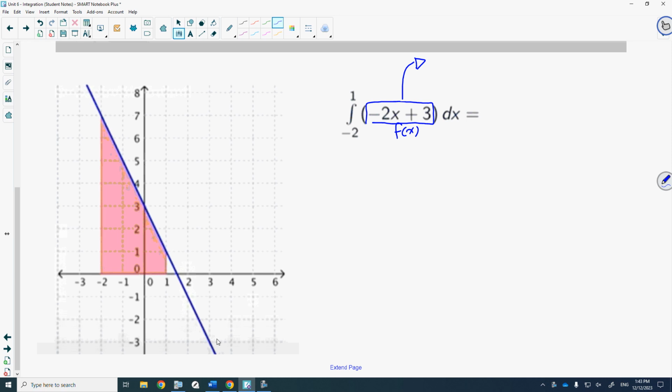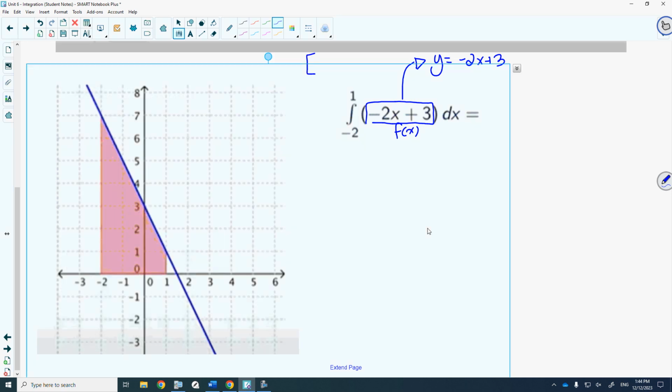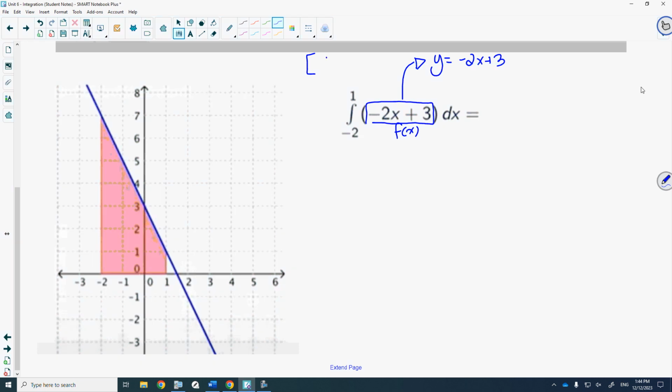So this blue line here is the equation y is equal to negative 2x plus 3. And we're going to be integrating this function from negative 2 to 1. That's going to give you the interval that I want you to find the area under. Remember from yesterday's lesson, the interval is from a to b. According to the way this integral is set up, the interval is from negative 2 to 1. So a is going to be negative 2 and b is going to be 1.